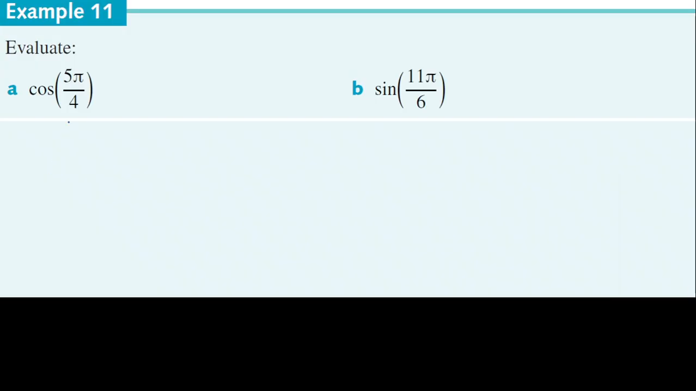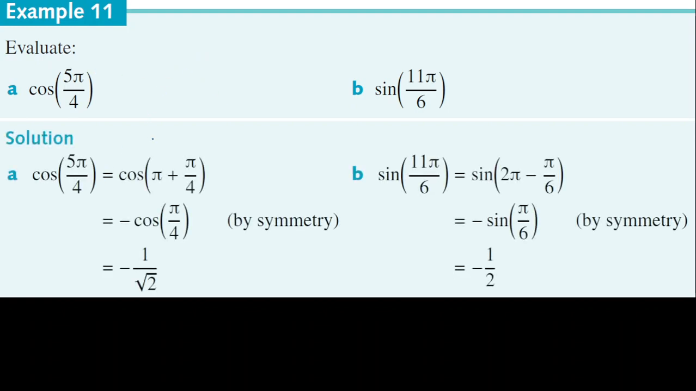Alright, now how to evaluate those values? You're going to use the symmetries. You bring those angle values, they're not in the first quadrant, so you need to identify in what quadrant you're in. With the first one, you are in quadrant 2, so you're going to re-express that in terms of pi. So it's going to be pi plus pi on 4.